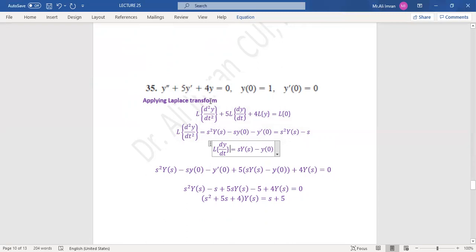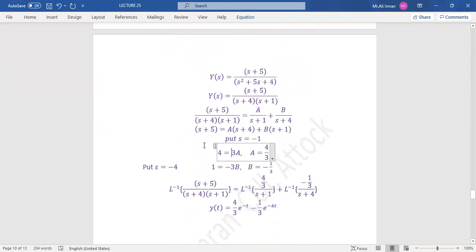Using this transform in the given differential equation, we will have s square Y of s minus s y of 0 minus y prime of 0 plus 5 into s capital Y of s minus y of 0 plus 4 Y of s is equal to 0. We simplify this using the boundary conditions and take Y of s common from the left hand side. We have s square plus 5s plus 4 into Y of s is equal to s plus 5, and Y of s is equal to s plus 5 divided by s plus 4 into s plus 1.